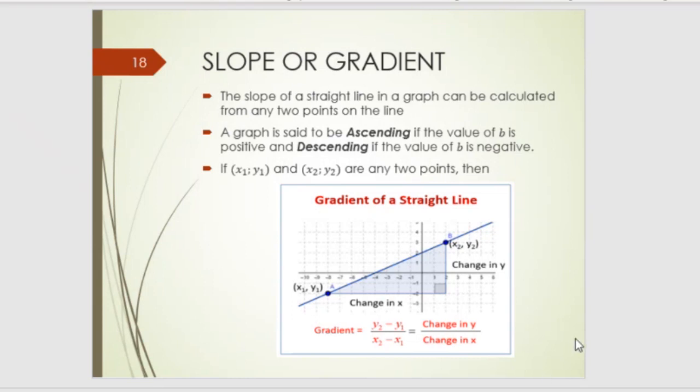So the formula to calculate the gradient or the slope is given by y2 minus y1, divided by x2 minus x1, which just means the change in y divided by the change in x values or x points.